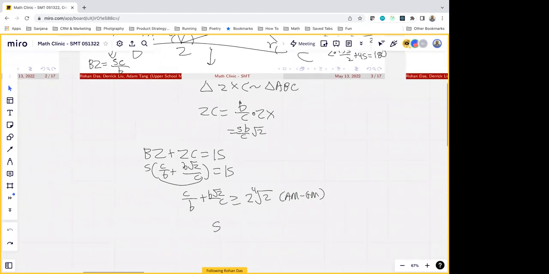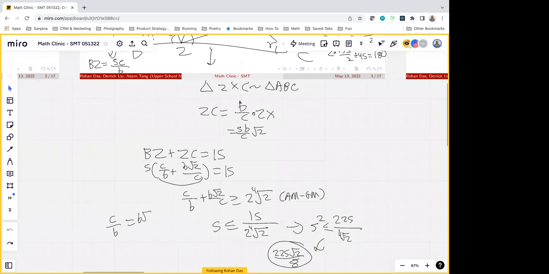And then we have that S is less than or equal to 15 over 2 times the 4th root of 2. So S squared is less than or equal to 225 over 2 root 2, which simplifies to 225 root 2 over 8. And to construct this, because this is just an upper bound so far and not yet an answer, we just need to find the AM-GM equality case, which is when C over B is equal to B root 2 over C. Then we have C squared equals 2B squared, and we just choose the values needed, which can be found by applying law of cosines on triangle ABC with respect to the known angle. So this gives a construction for 225 root 2 over 8, so it is the answer.